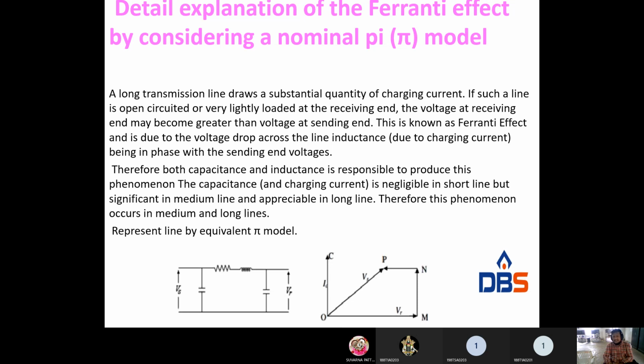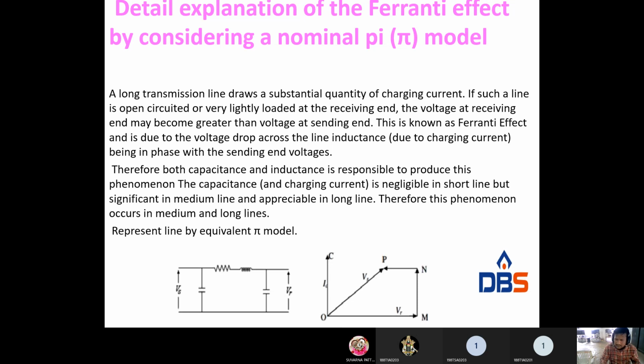What is the formula for charging current? IC is equal to V omega C. Otherwise, V by XC. Charging current is equal to V by jXC. XC is 1 by omega C, which goes to the numerator. So when you think of charging current, you must remember V omega C.